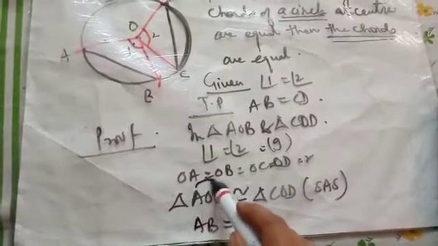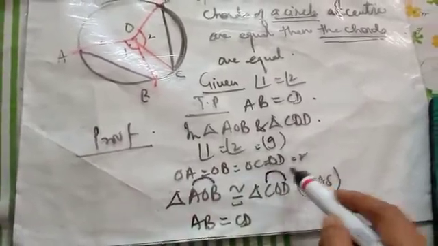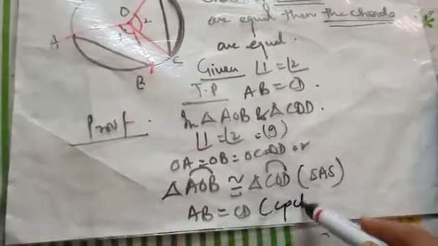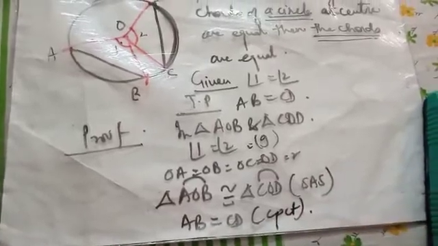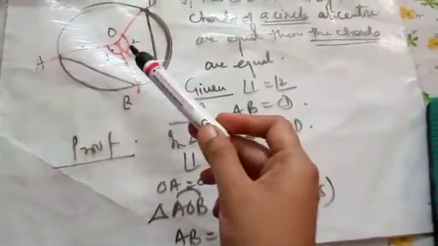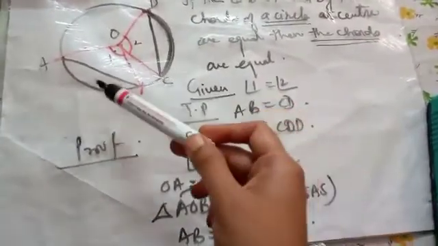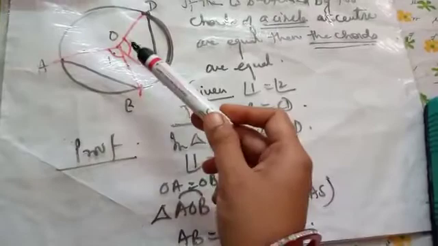Take a lot of care with naming, because if the naming goes wrong, the question will go wrong. So corresponding AB and corresponding CD are equal by CPCT. And hence these two chords are equal. So if the angle subtended at the center is equal, then the chords are equal, arcs are equal. If the arcs are equal, chords are equal, then the angle subtended at the center is also equal.